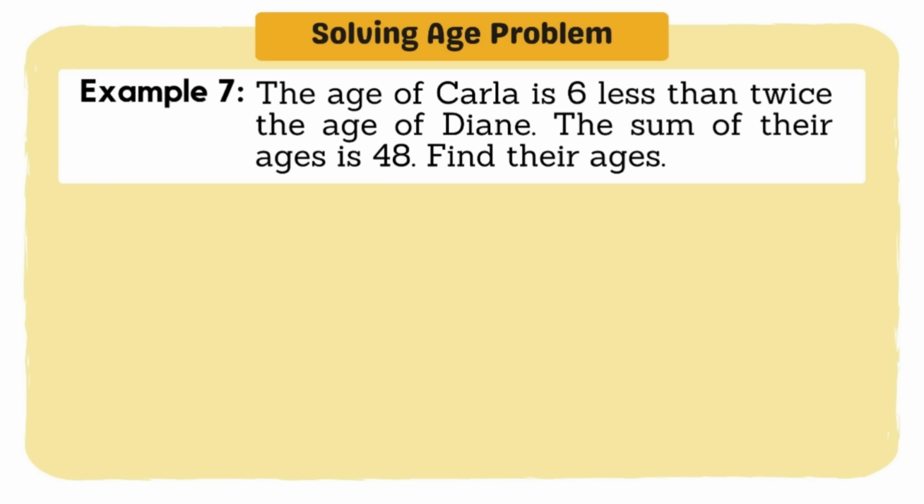Okay, another common type of problem on linear equation in one variable is the age problem. Okay, let's have this example. The age of Carla is 6 less than twice the age of Diane. The sum of their ages is 48. Find their ages. Okay, so let's represent their age.